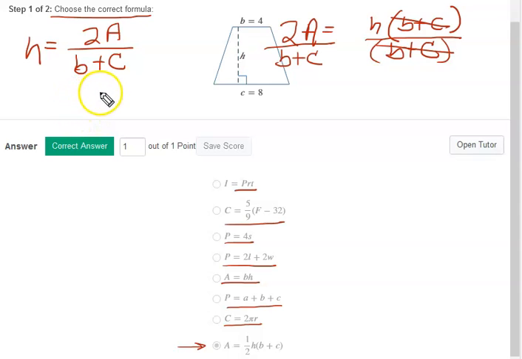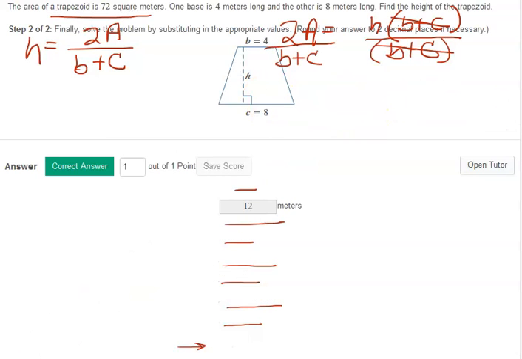Okay. Now, they're telling us that was the thing that we had to pick out, the correct formula here. Now, I moved to the next part of this question. What is the height? Well, in the previous one we didn't know the area, but now we do. It's 72 inches. So 2 times 72 is 144.